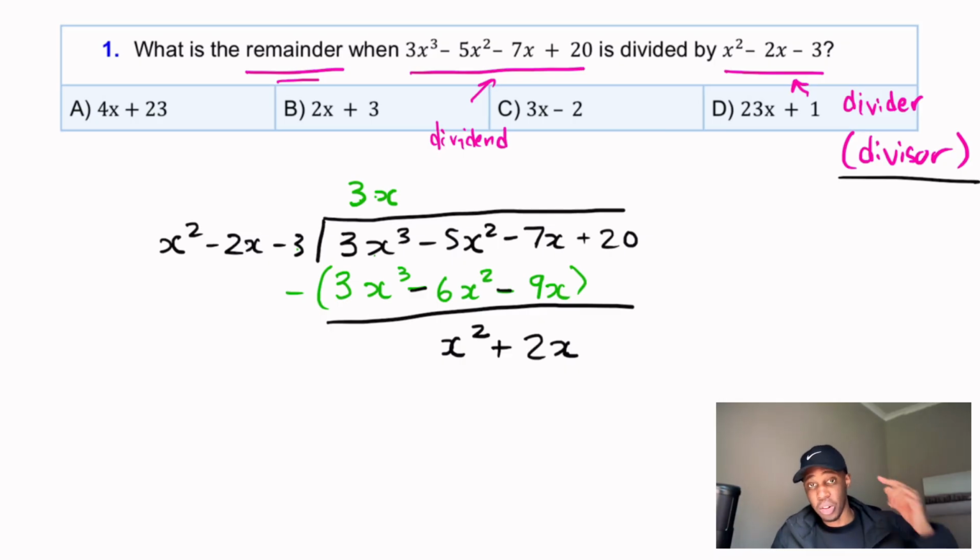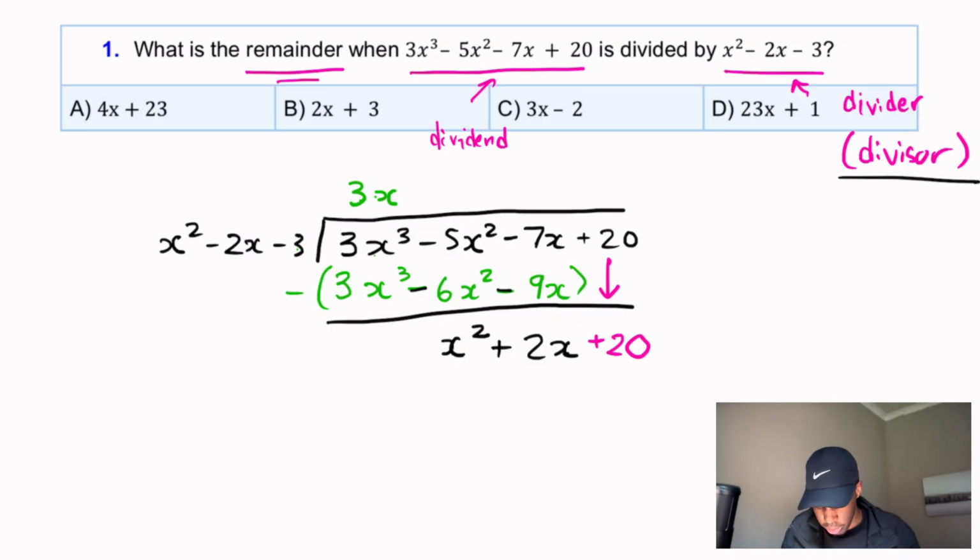But now remember with long division, normally the term that we didn't use yet, we can bring it down and basically do the exact same thing that we did. So now we can bring down the 20. And now it becomes like this, right? So now we're going to repeat the exact same step that we just did all over again.